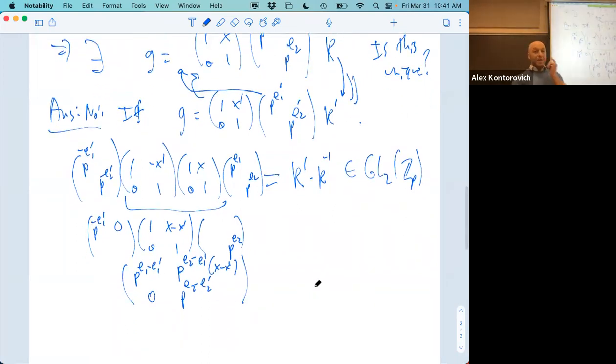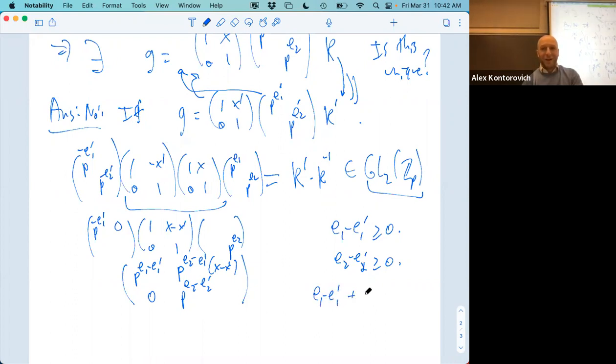So this thing has to be in GL2 Z_p. That means E1 minus E1 prime has to be positive. And for the same reason, E2 minus E2 prime has to be positive, because they have to be elements of Z_p to begin with. Moreover, their product has to be invertible. The determinant has to be invertible. But the product means that E1 minus E1 prime plus E2 minus E2 prime actually has to be 0.